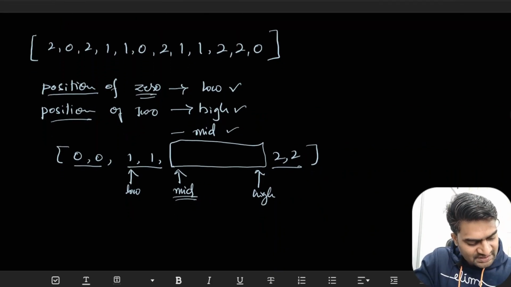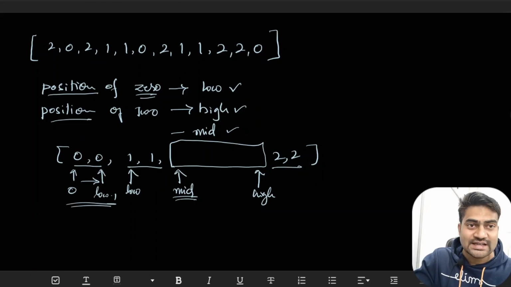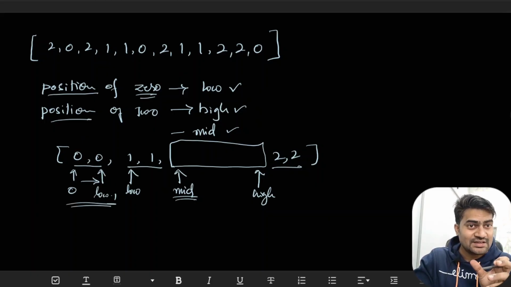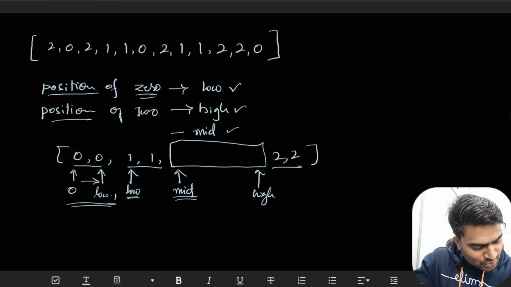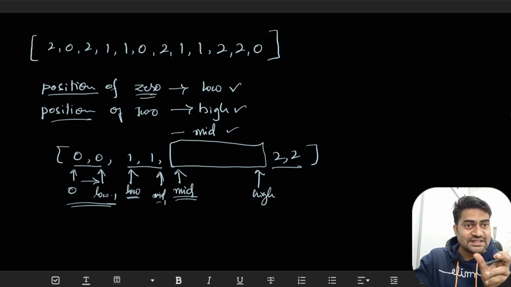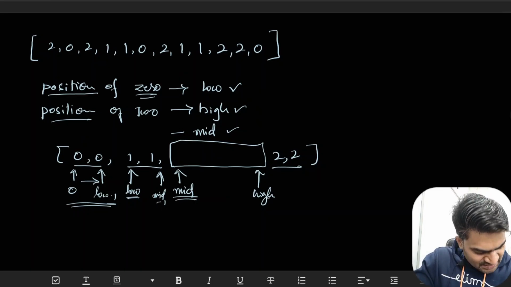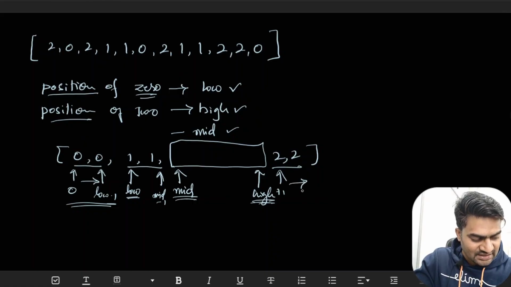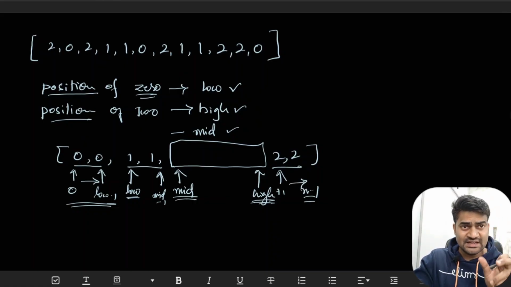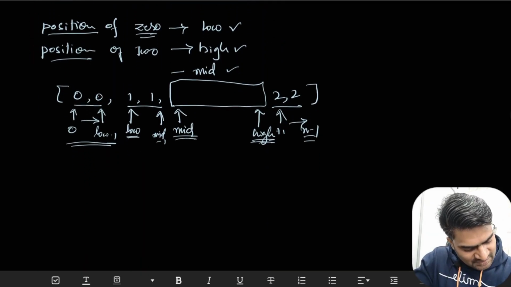So now if you see, from 0 till low minus 1, this is my low minus 1. This is the 0 values basically. Okay, then if you see, from low to mid minus 1, this is our 1's. Okay, then if you see, from high plus 1 till n minus 1, it is our 2. Correct, right? So we will write that here.